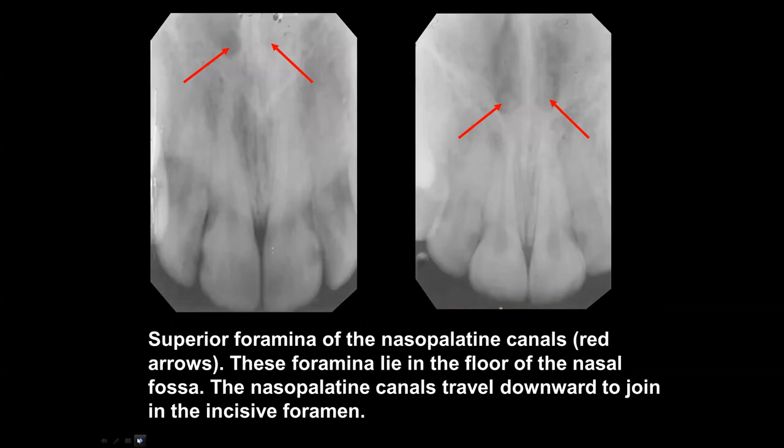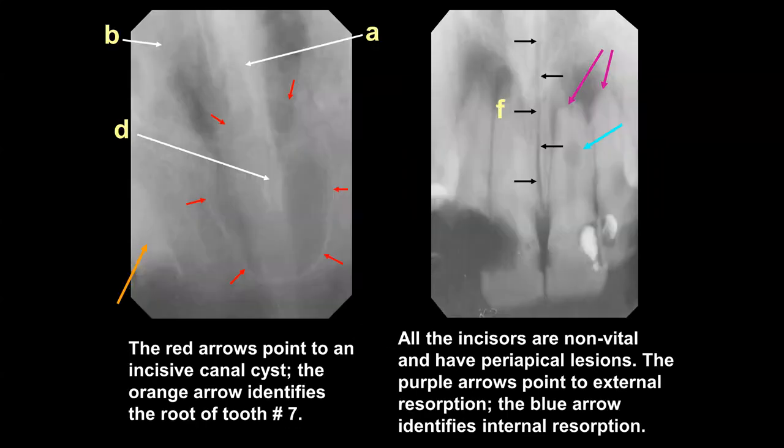Next, you have the superior foramina of the nasopalatine canals, which are seen bilaterally on either side of the mid-palatal suture. So here, it is a radiolucency seen in the center of the palatal region, bordered by a thin radiopaque line, which is the incisive canal cyst. And in the second radiograph, F again indicates the mid-palatal suture. Then you have an internal resorption, which is seen at the blue arrow.